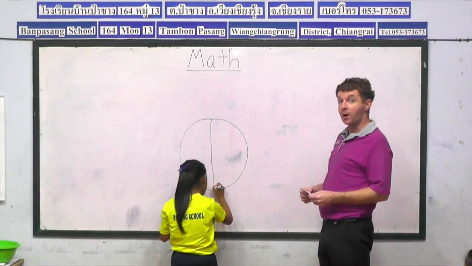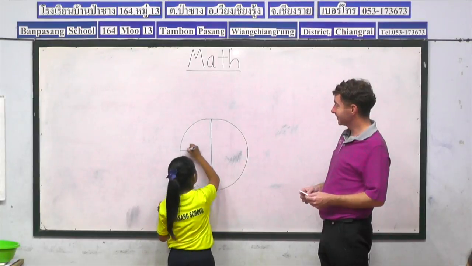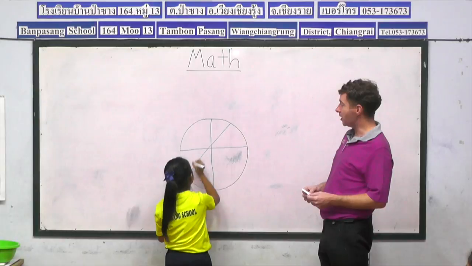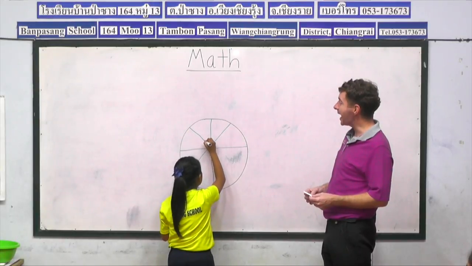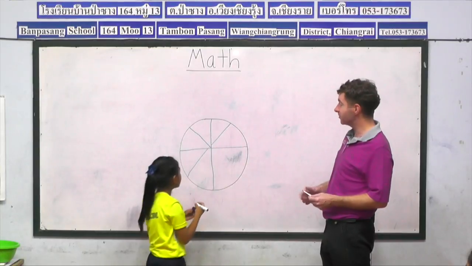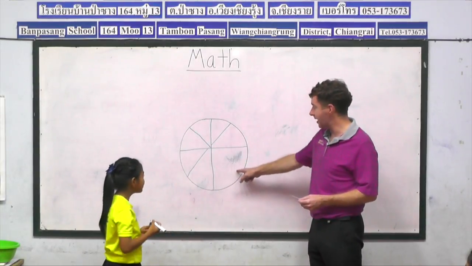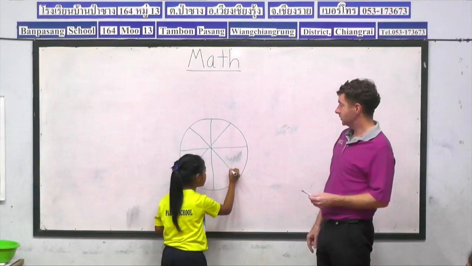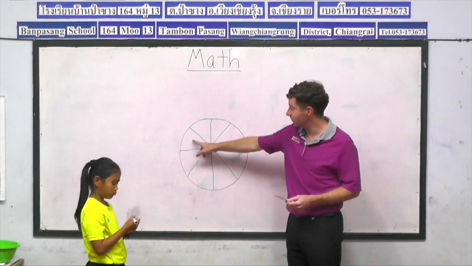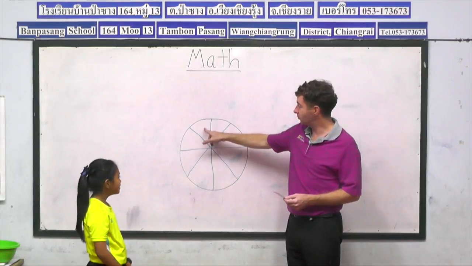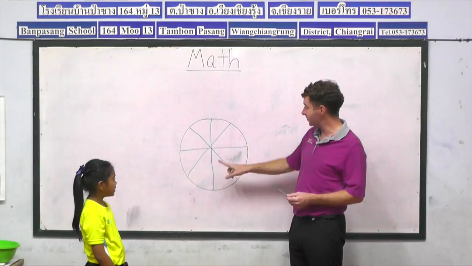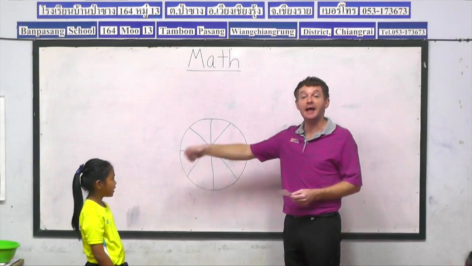So we've got 2 parts, 4 parts, 6 parts, 8 parts. That's okay, don't worry, it doesn't have to be perfect. And then you need your line to come here. Okay, so is Pak Bung correct? Let's count the number of parts. 1, 2, 3, 4, 5, 6, 7, 8.